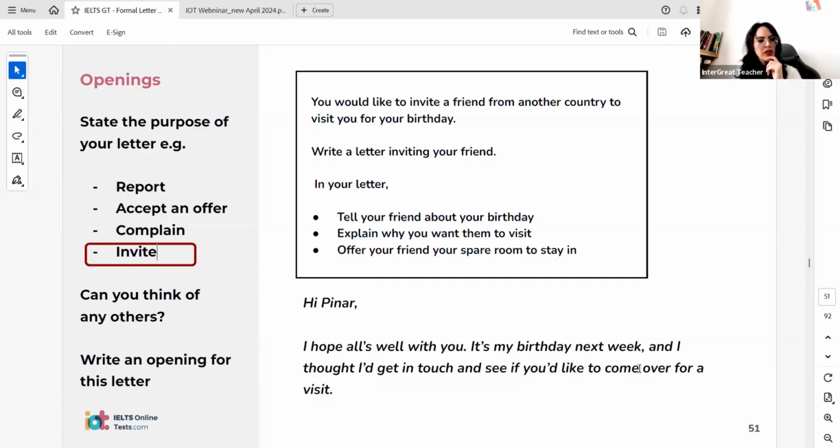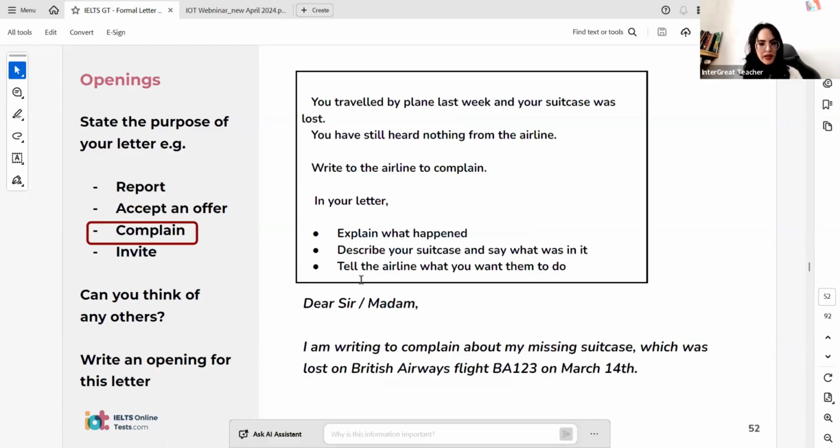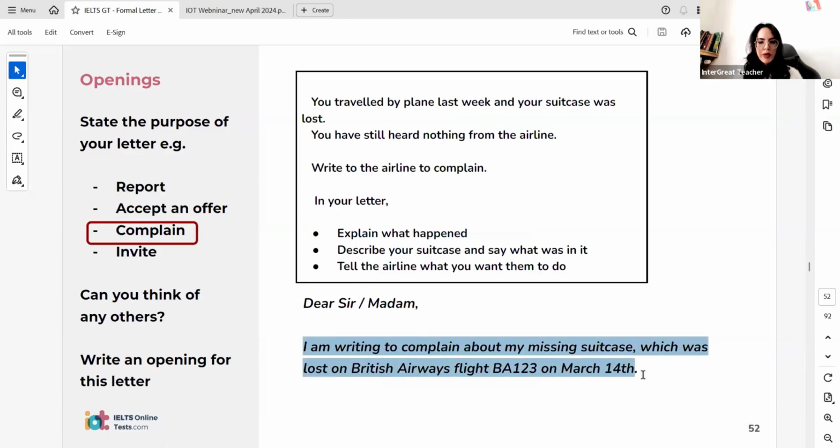Two answers. Well, it's not really reporting like the lost item, it was my fault. But here I haven't heard back from the airline, so it's definitely complaint, right? And I state my purpose right at the beginning. I'm writing to complain about my missing suitcase, which was lost on British Airways flight, blah, blah, on March 14th, for example.